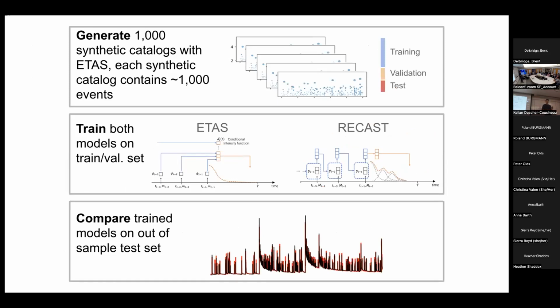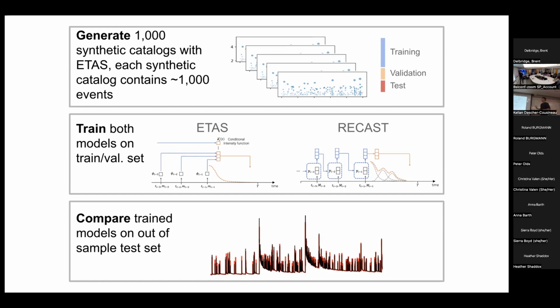So the first thing that we do is to develop and train the model in a sort of playground. Here we are generating synthetic data. So we're generating catalogs that are derived from the ETAS model itself to test and compare the performance of the recast model in a sort of playground where we know the answer.